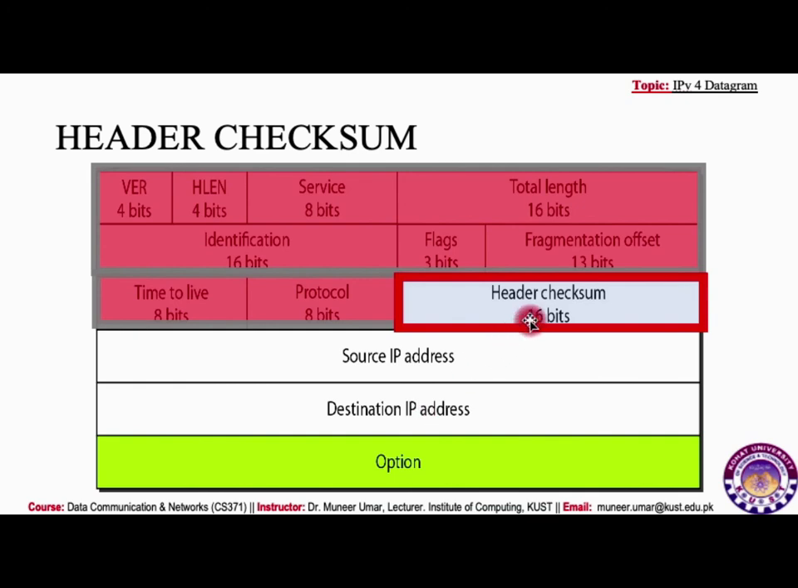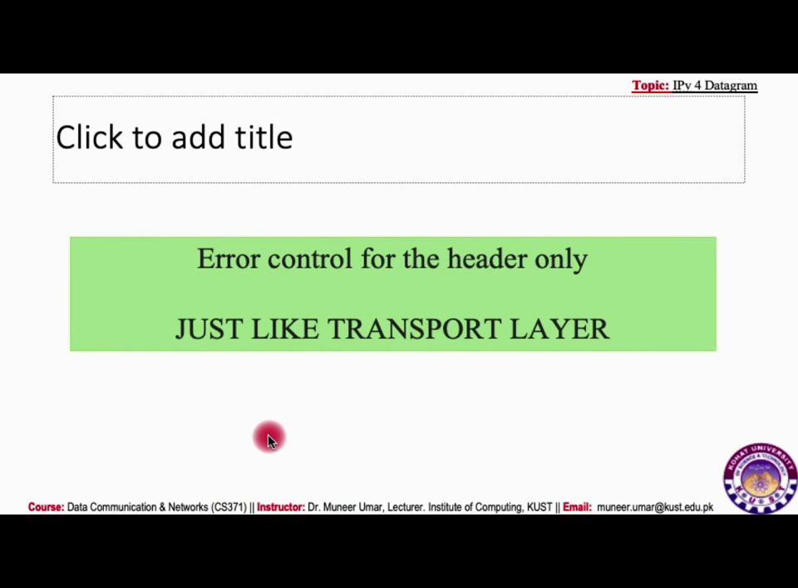Next field is header checksum. It is similar to the checksum which we studied in the TCP and UDP datagrams. It also takes 16 bits, as we saw in our previous lecture on TCP and UDP. So the checksum is used for error control, and this is used for the header only. It is just like the transport layer which we studied.